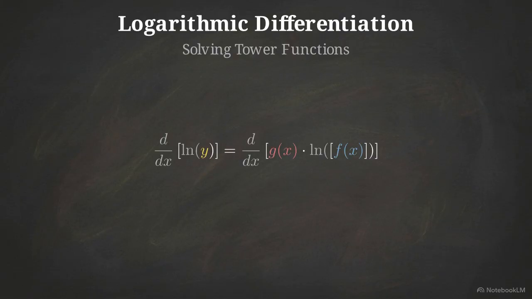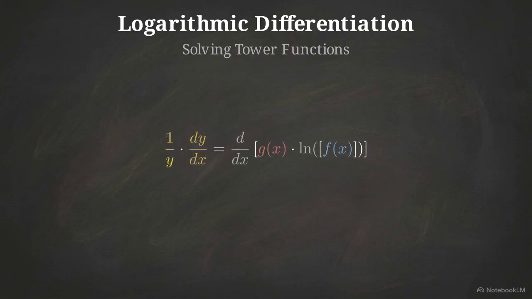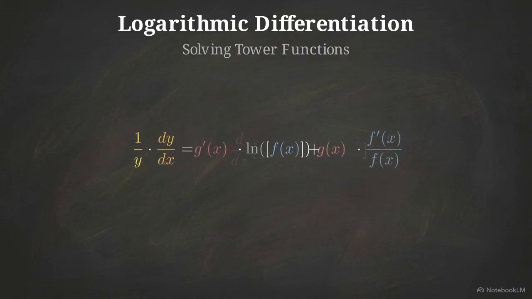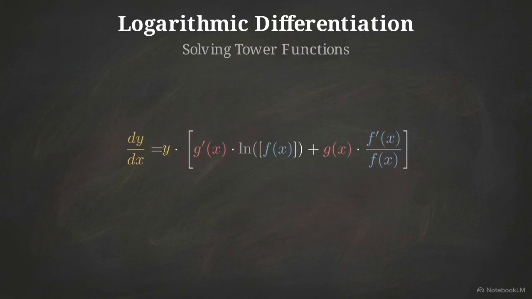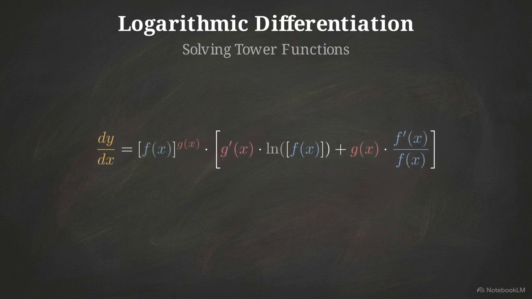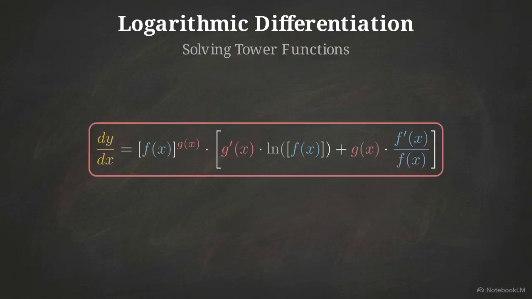Step 2 executes implicit differentiation. The left side's chain rule transforms natural log of y into 1 over y times dy dx. The right side combines product and chain rules, yielding g prime times natural log of f plus g times f prime over f. In step 3, we isolate the derivative algebraically. We multiply the right side expression by y, then finalize the formula by substituting the original tower function back.